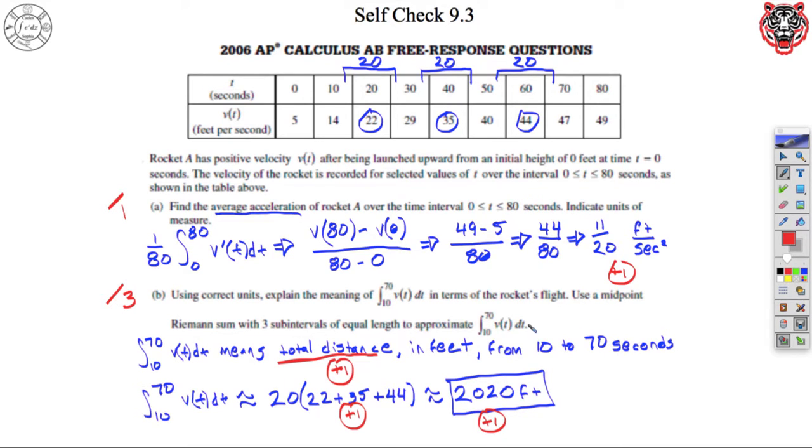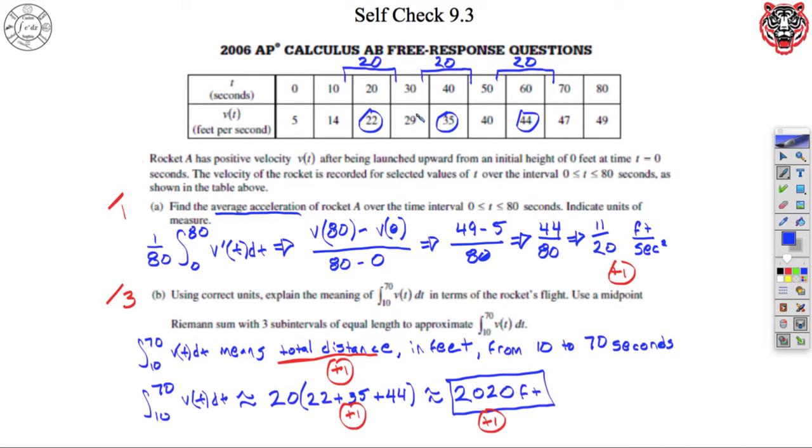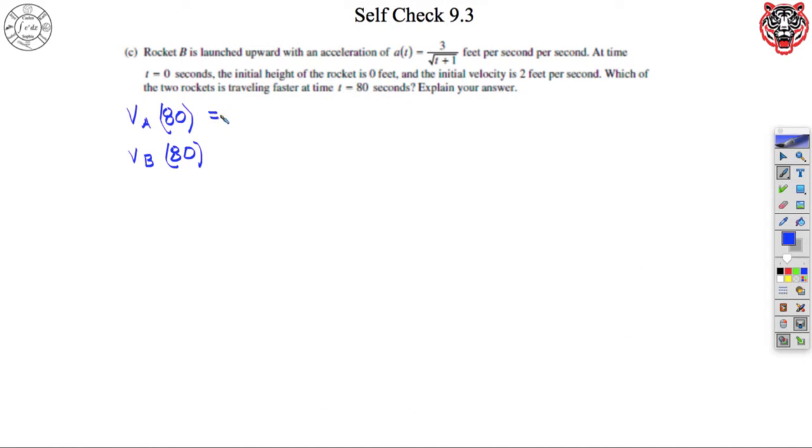All right, so for part C, we need to find the 2 different velocities. We need to find the velocity of rocket A, we'll do capital A, at time equals 80 seconds, so velocity A at 80. And we need to find the velocity of B at 80. So the velocity of A just comes from looking at what the velocity is at time equals 80. You see that it's 49. So we're going to say that is 49. We're basically done with that one. B is the hard part.